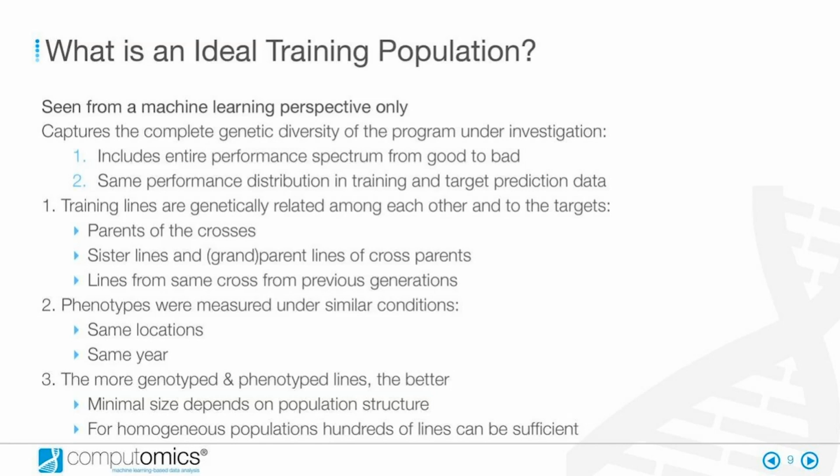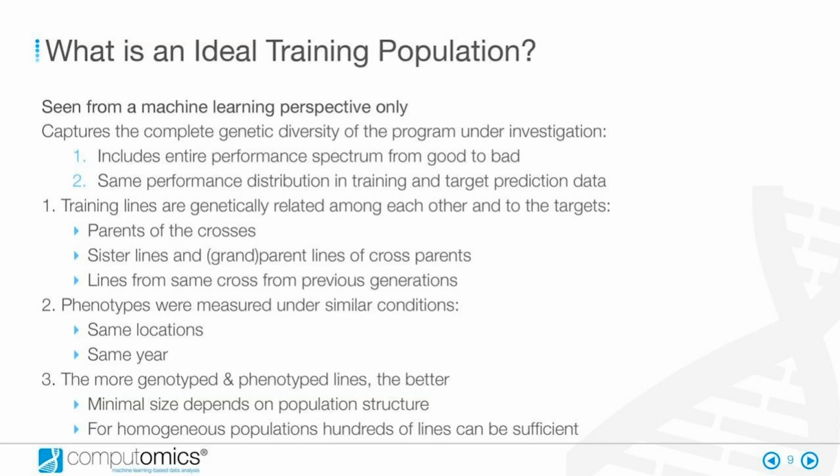The criteria must include genetic diversity, the same performance distribution in both training and target data sets, and the training lines need to be genetically related amongst each other and to the targets. They can also include parents of crosses, sister, parent, and grandparent lines, and previous generation crosses. Phenotype measurements need to be measured under similar conditions with the same locations and same years.